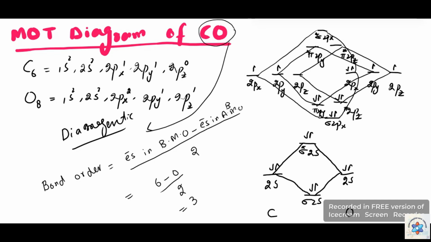This is all about the MOT diagram of carbon monoxide, and we have also learned its nature, either it is diamagnetic or paramagnetic. It is clear from the picture.